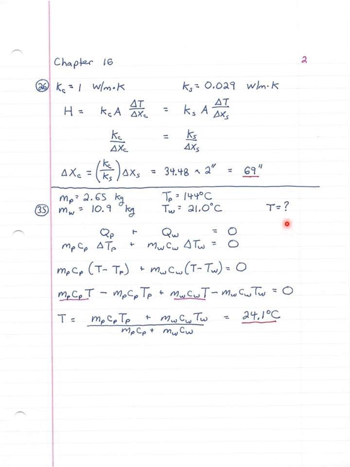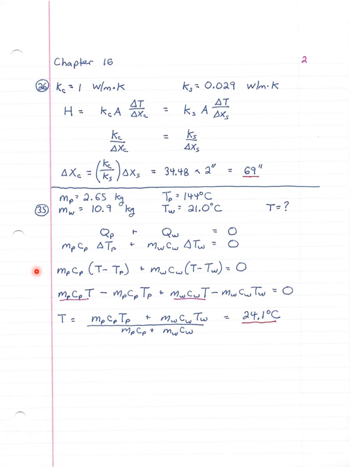Let's expand those Q terms. MC delta T, make sure you keep your subscripts. So for the pan, MC delta T, and for the water, MC delta T, and they add up to 0. Now, because we are solving for the equilibrium temperature, we want to start expanding this and breaking it down so that all of our T terms, not T sub P, not T sub W, but just straight T, the equilibrium temperature, all of those we're going to put to the left of the equation.